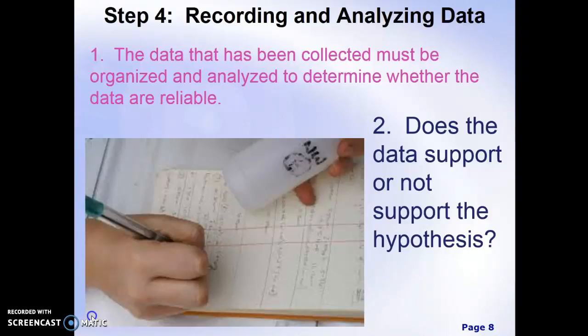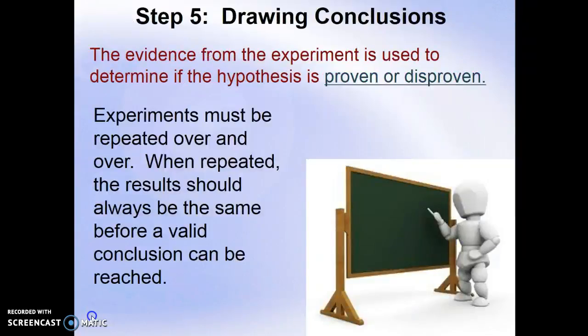So basically you're saying to yourself, was my hypothesis right or was my hypothesis wrong? And it's okay for your hypothesis to be wrong. And that's something you can explain in your conclusion. Okay? So we're going to draw a conclusion from that data. You're going to use evidence from the experiment. You're going to tell whether or not your hypothesis is proven or disproven. If it's proven, your hypothesis was correct. If it's disproven, that means your hypothesis was incorrect. Experiments must be repeated over and over if you find that your data was not valid.